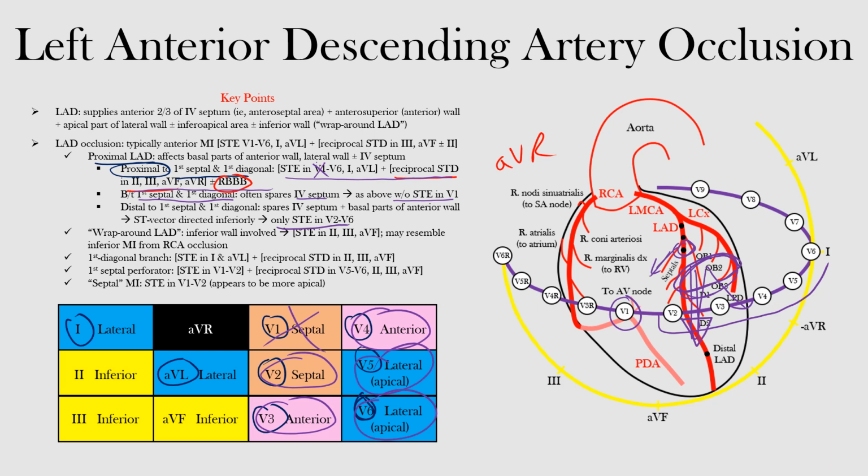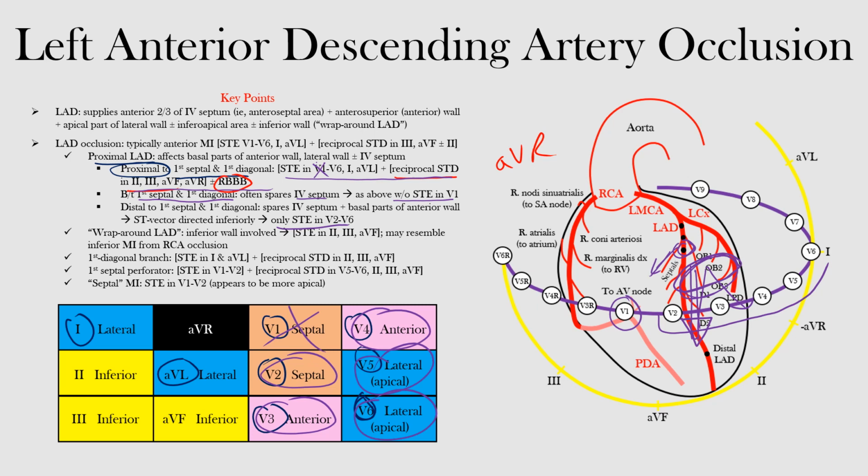All right, now what if we have an occlusion in a long LAD, which we refer to as a wraparound LAD? In this case, we said we would have significant inferior wall involvement. Therefore, you would see ST elevation in the inferior leads 2, 3, and AVF, and if the lesion is very distal in this long LAD, you can imagine how it could be somewhat deceptive and resemble an inferior infarct from an RCA or right coronary artery occlusion.